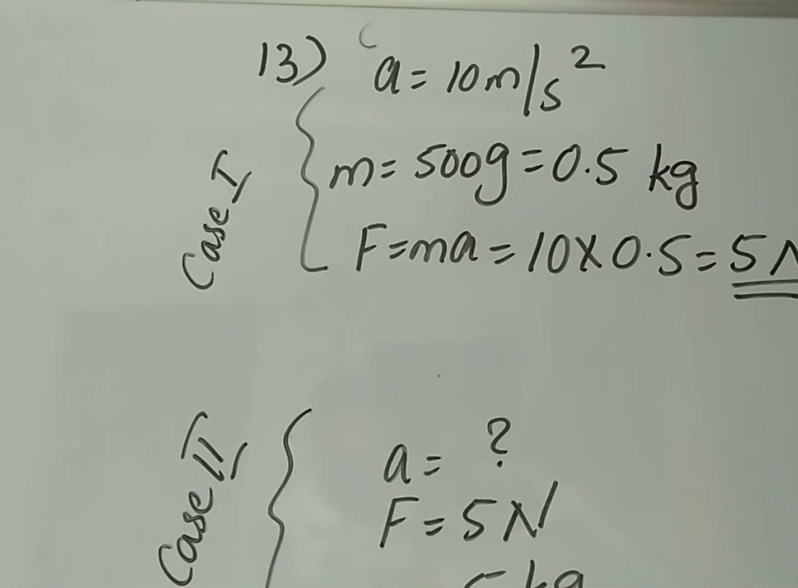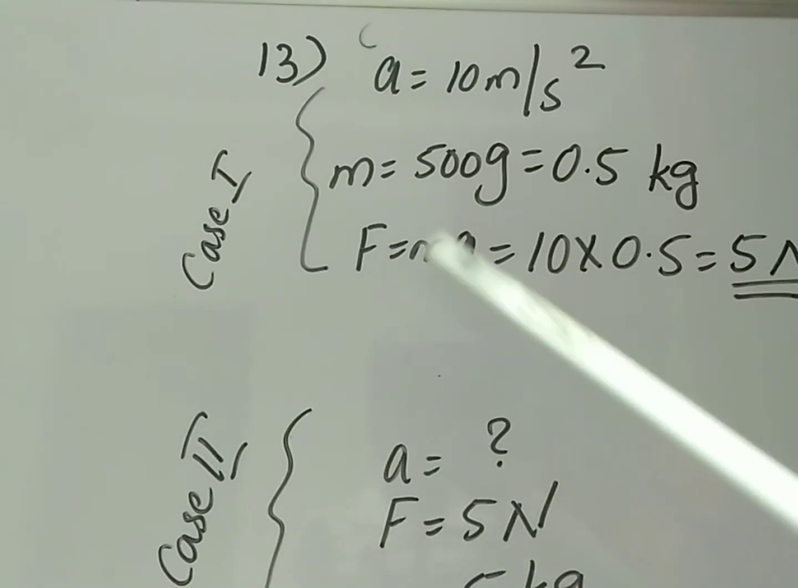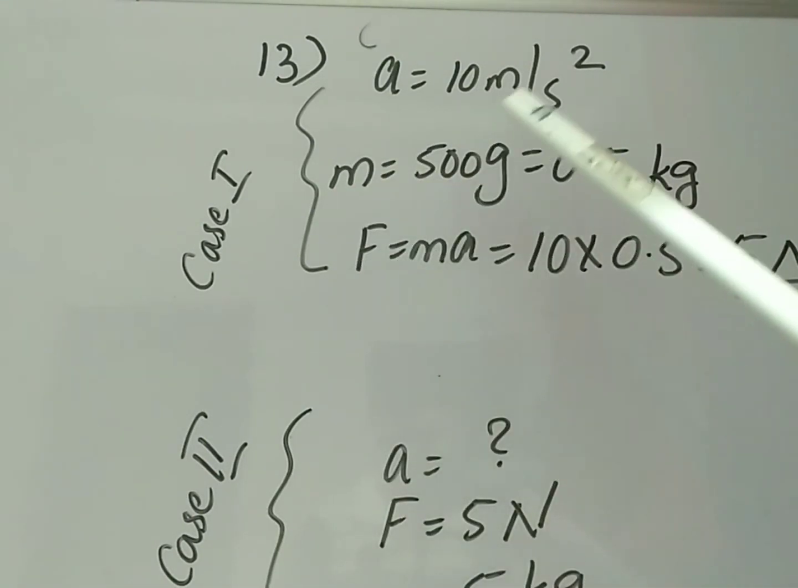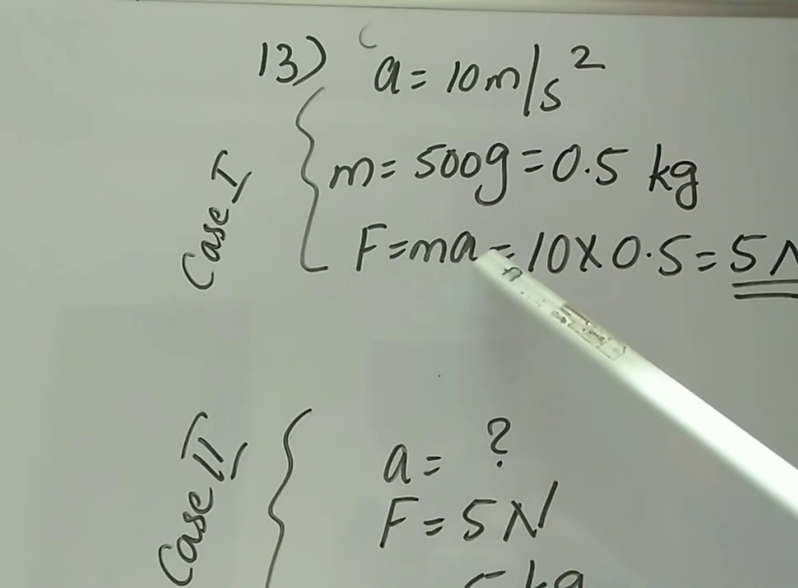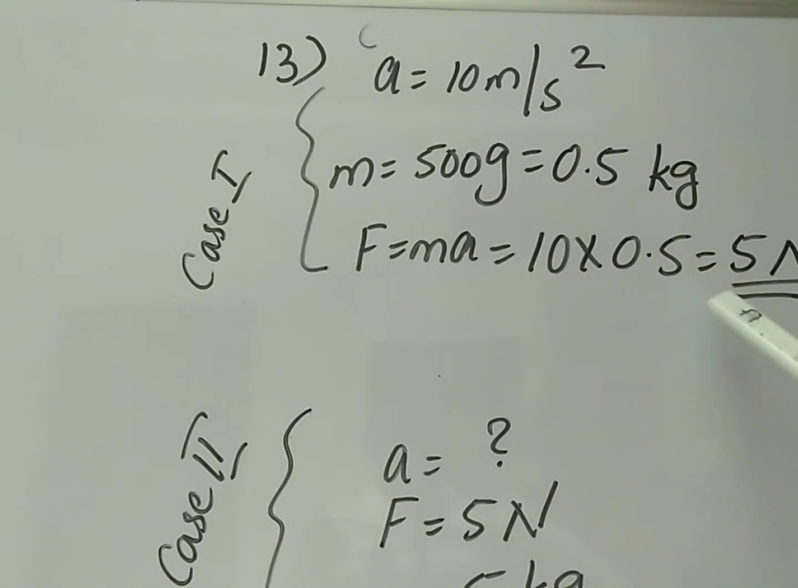Question number 13. A force causes an acceleration of 10 meter per second square in a body of mass 500 gram, that is 0.5 kilogram. What acceleration will be caused by the same force if the body is of mass 5 kg? So we have to consider it as case 1 and case 2. In the first case, acceleration and mass are given. We have to calculate force. F is equal to ma. We will get 10 into 0.5. It is 5 Newton. So first case over.